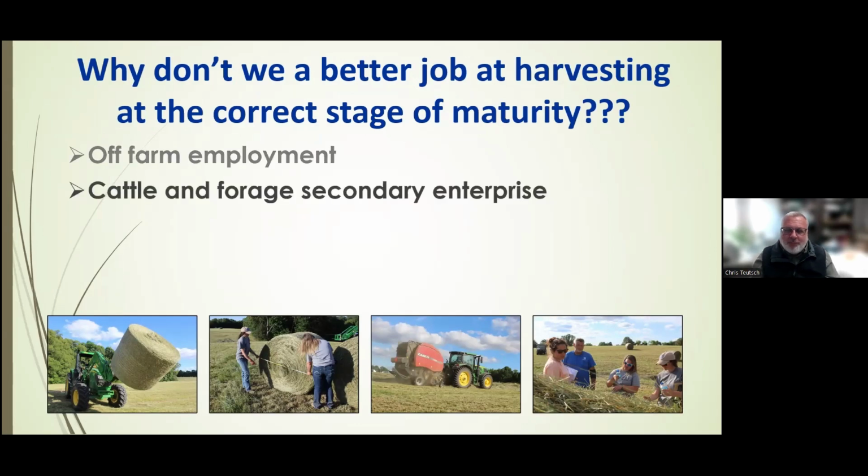Cattle and forage are often a secondary enterprise. This was very prevalent on tobacco operations. Tobacco is a cash crop that was carrying that farm. So cattle and forage kind of got harvested when there was extra time.